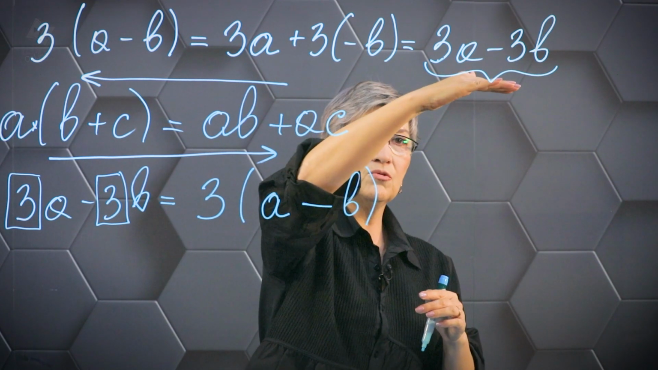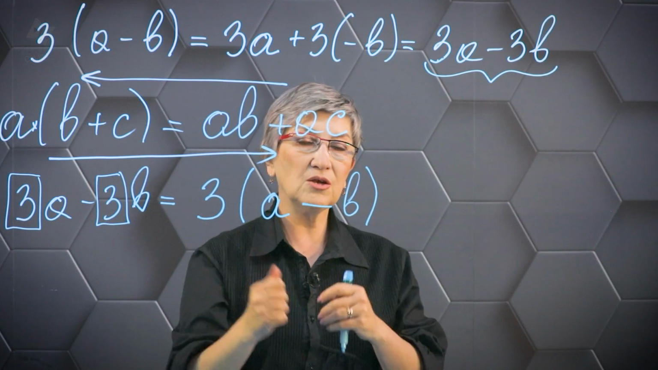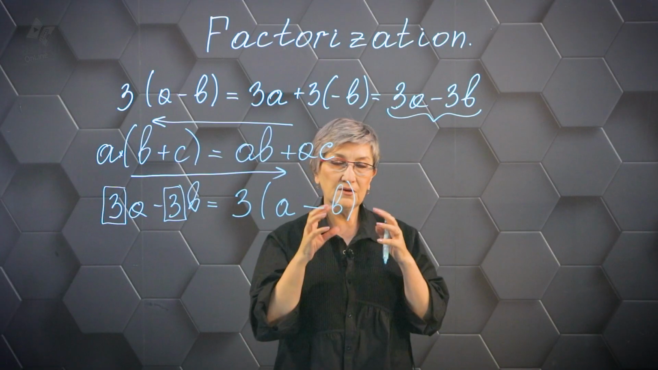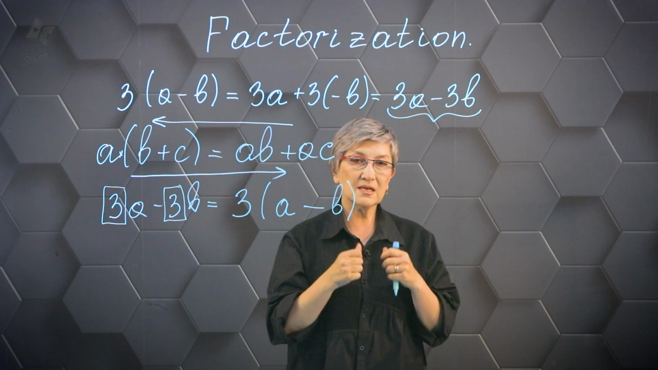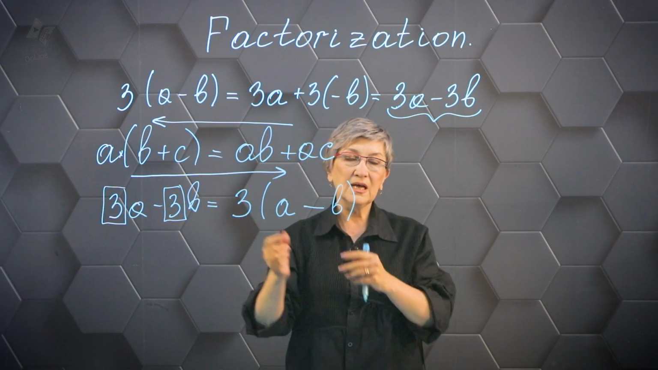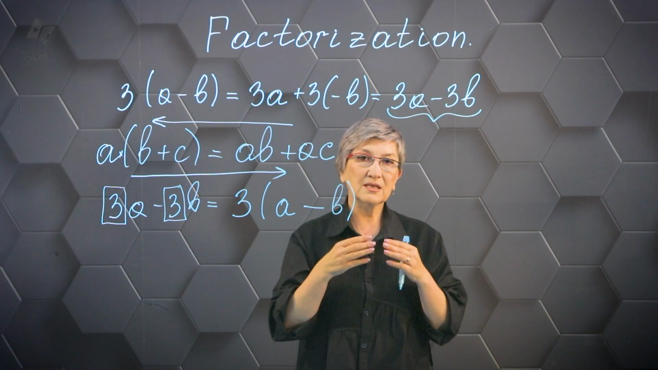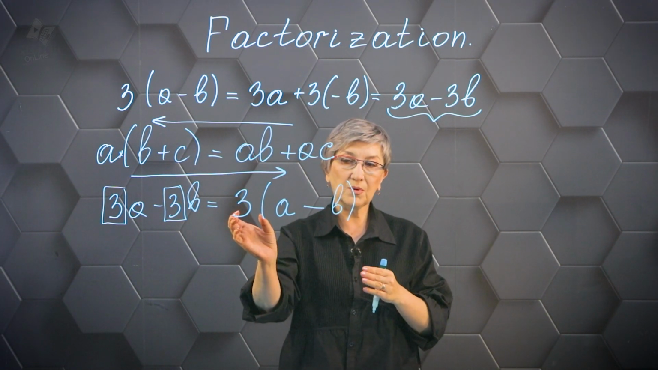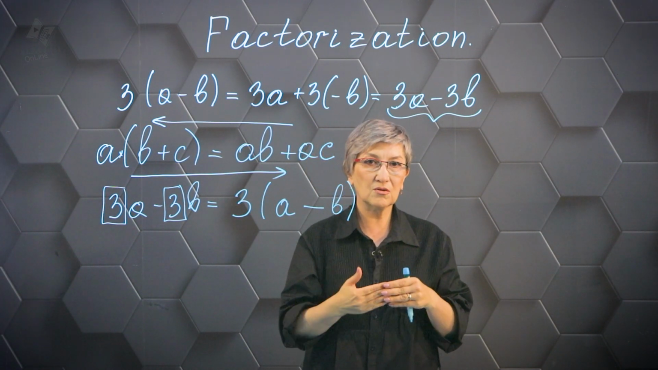And now we have the opposite. From the expression 3a minus 3b, we got the product 3 times (a minus b). As a result, we can formulate the following rule. If we want to get a product from a sum, we need to see the common factor and write this multiplier in front of the parenthesis. And in the parentheses, write down what we have left.